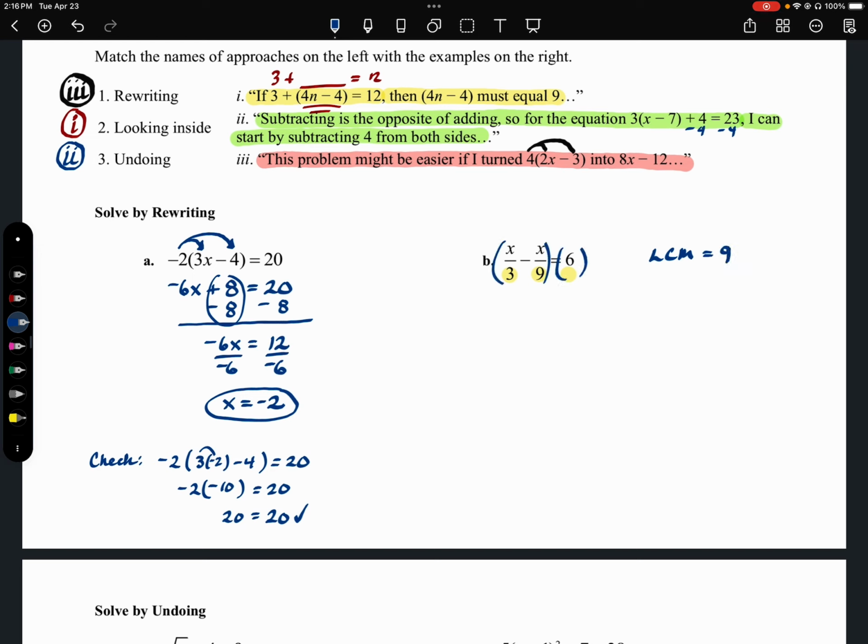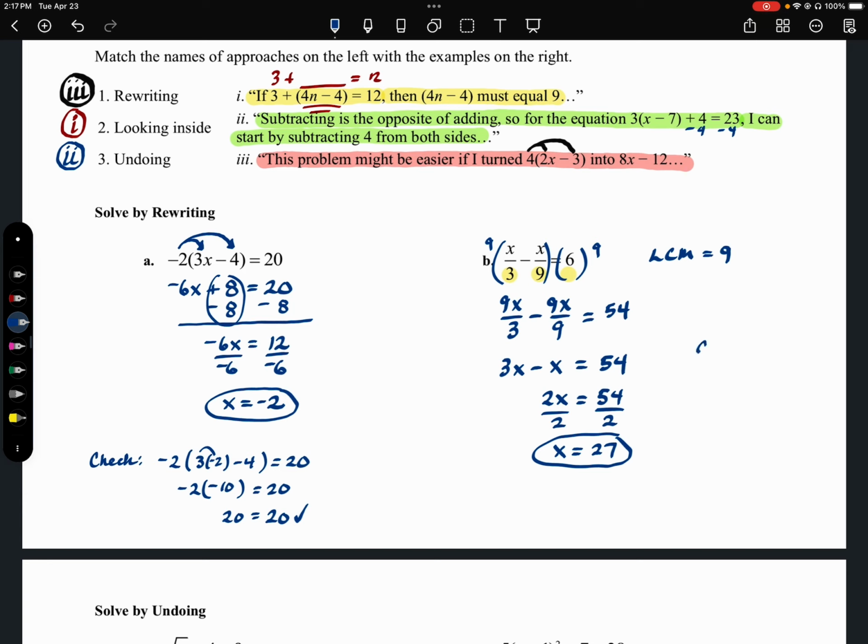So we have 9x over 3 minus 9x over 9 should equal 9 times 6, which is 54. And 9x divided by 3 we know is 3x. 9x divided by 9 would be just x, right? So that really simplified our equation quite a bit. Now we're just going to combine our like terms. 3x minus an x is 2x. And then we'll just divide each side by 2. We get x is equal to 27.